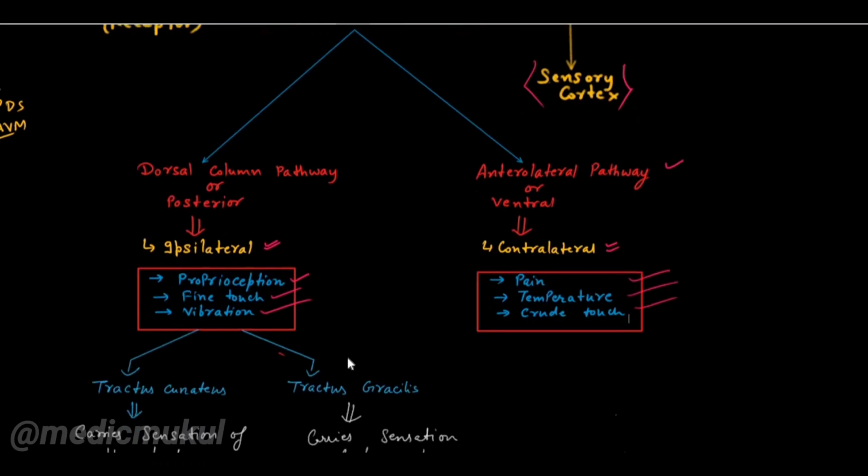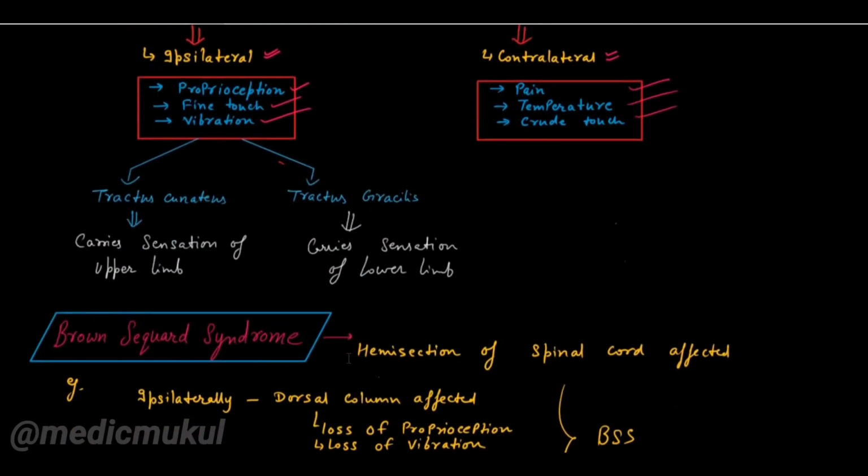Again, about the dorsal column pathway, a question is asked that it is divided into two types: tractus cuneatus and tractus gracilis. So remember "cute girl", or the CU girl. C is for cuneatus, which carries the sensation of the upper limb. And gracilis carries the sensation of the lower limb. Okay.